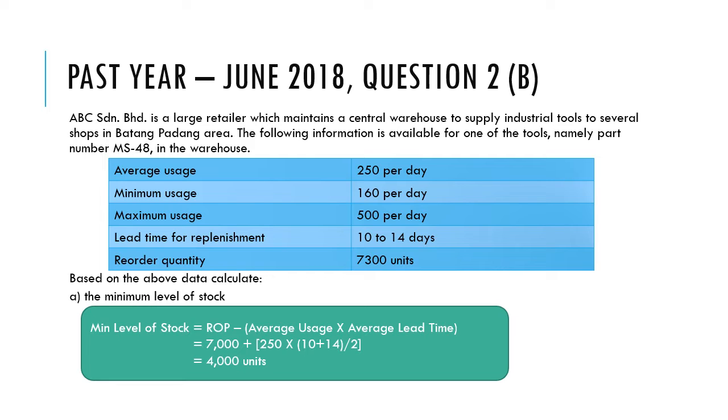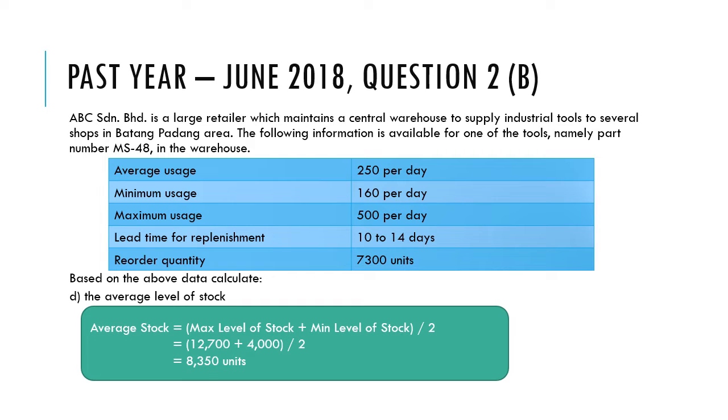But if the question has already given you the average usage, then simply use the figure given to you times the average lead time. So minimum lead time plus the maximum lead time, you divide by 2, and then you should get minimum level of stock to be only at 4,000. So the 4,000 is the minimum level of stock, or sometimes it's also called safety stock, or sometimes it's also called a minimum stock requirement.